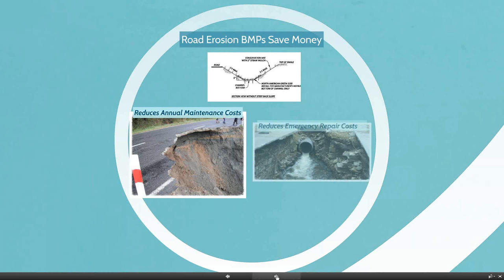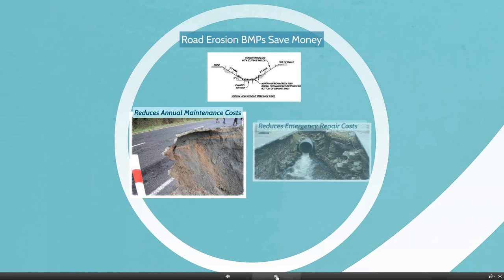Second, in times of extreme storm events, having properly maintained roads and proper erosion controls in place really does increase the resiliency of the road for extreme events, and would oftentimes reduce the severity of road erosion blowouts due to an extreme storm.